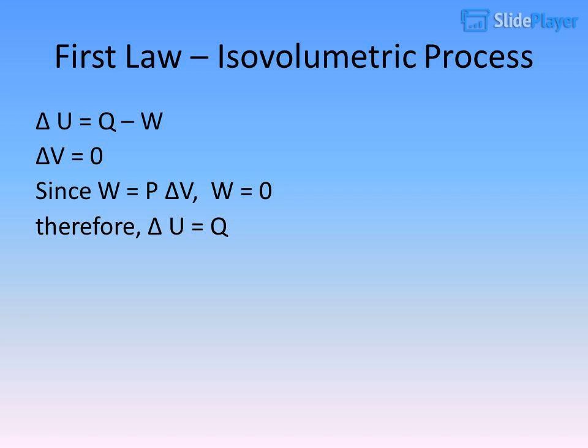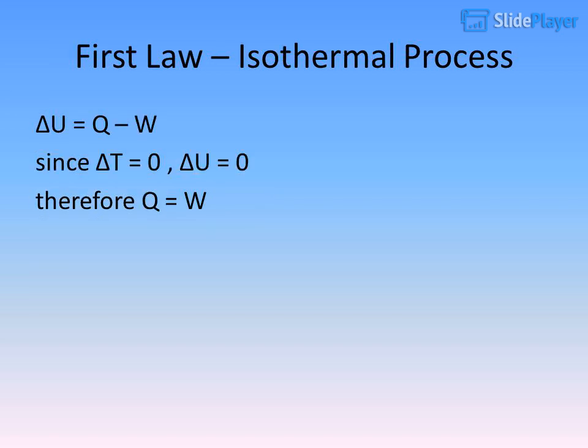First law, isovolumetric process. Delta U equals Q minus W. Delta V equals 0, and since W equals P delta V, W equals 0. Therefore, delta U equals Q. Energy added to the system as heat increases the system's internal energy. Energy removed by heat decreases the system's internal energy. First law, isothermal process. Delta U equals Q minus W. Since delta T equals 0, delta U equals 0, therefore Q equals W. Energy added to the system as heat is removed from the system as work done by the system.